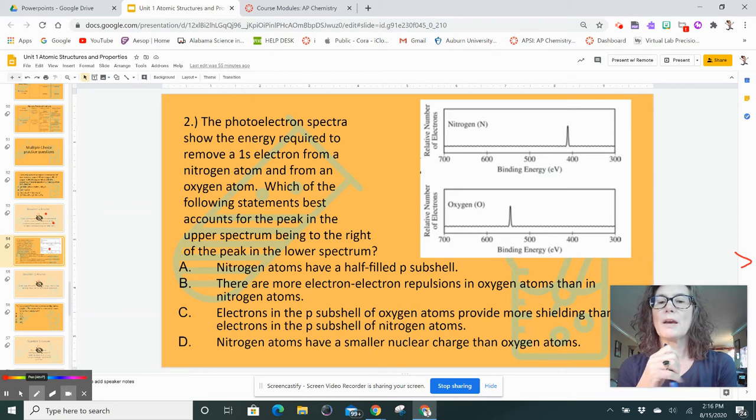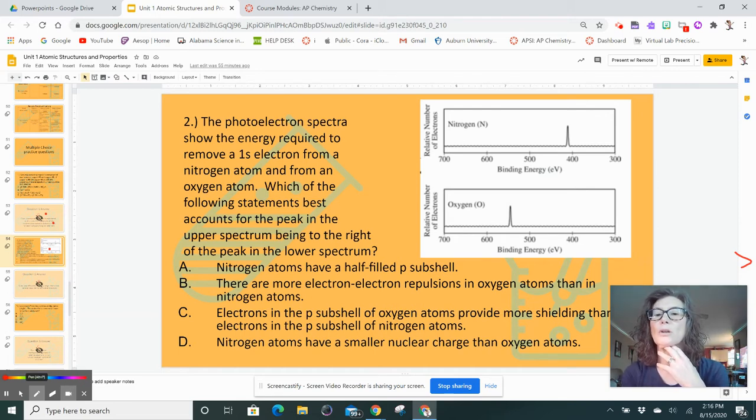Nitrogen atoms have a half-filled p subshell. No, they do not. Nitrogen has, there we go, forgot my periodic table. Nitrogen has 7 electrons, so that would mean we have 3 in the p subshell. So it does have a half-filled subshell, but let's see. The next one: there are more electron-electron repulsions in oxygen than in nitrogen.